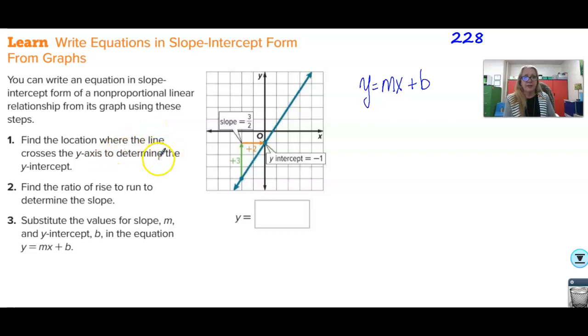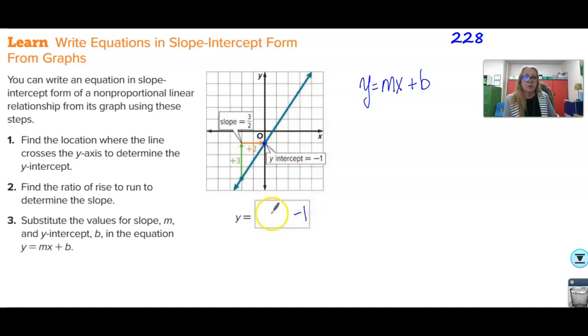When you're given a graph and they want you to write the equation in slope-intercept form, first thing you do is you find the location where the line crosses the y-axis to determine the y-intercept. This is your y-axis, and the line hits it right here. So that's negative 1, which means your y-intercept is negative 1.